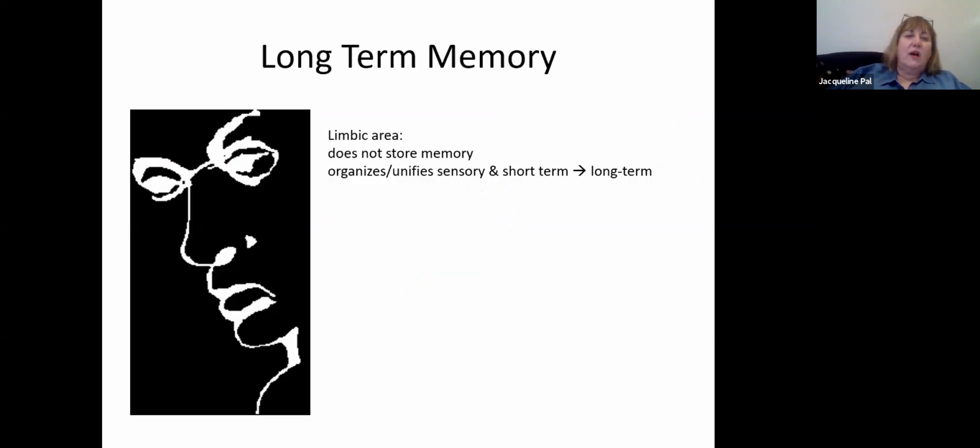So with that, let's move on to long-term memory with this studious guy over there. A lot of this is going to involve the limbic area, but the limbic area does not store memory. It organizes or unifies it. It's going to take parts of that sensory short-term memory and figure out how to make it into long-term memory. And here are the clues for how to make long-term memory.